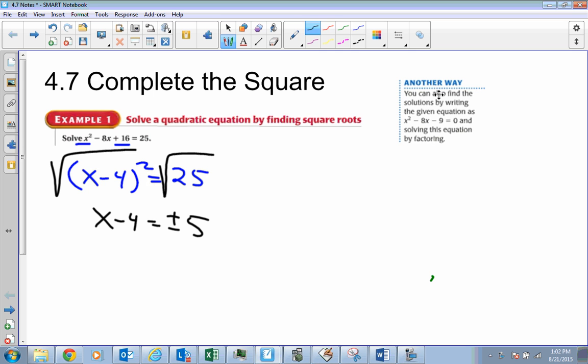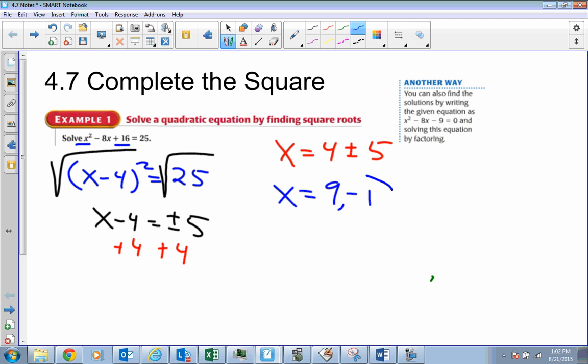Then you would add 4 to both sides, you get x equals 4 plus or minus 5. So our two answers, 4 plus 5 is 9, and 4 minus 5 is -1. And those would be our two answers, okay? Which would be the same two answers if you solved it the other way right here, set equal to 0 and solved it that way. So that's how you go about solving it.